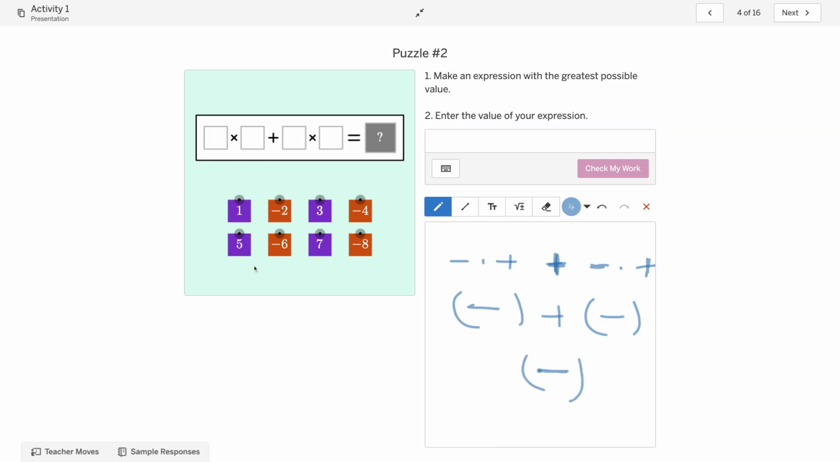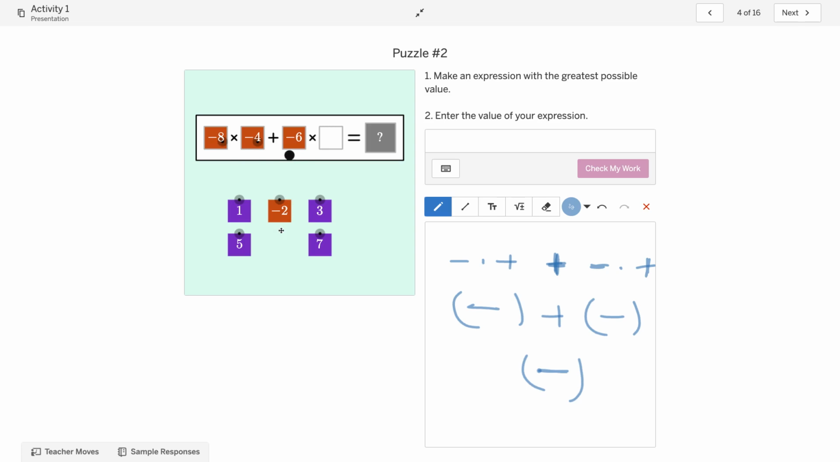So again, I'm thinking about what numbers do I want to put in here. And for me, I'm always going to try my negatives, because I know if I multiply negatives together, I can get positive amounts, because a negative times a negative gives you a positive. So I put in -8 and -4.